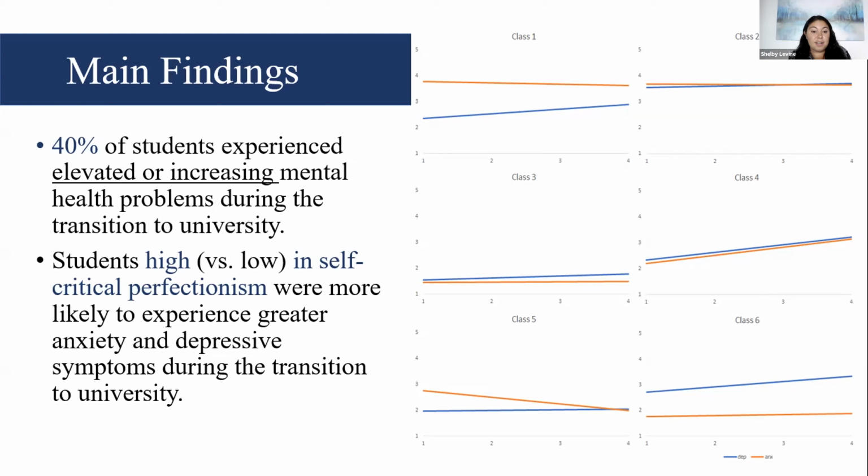Next, our second research question, we found students high versus low in self-critical perfectionism were more likely to experience greater anxiety and depression symptoms, meaning they were more likely to be in these elevated or increasing transition trajectory groups, meaning that this might be a great place to intervene.